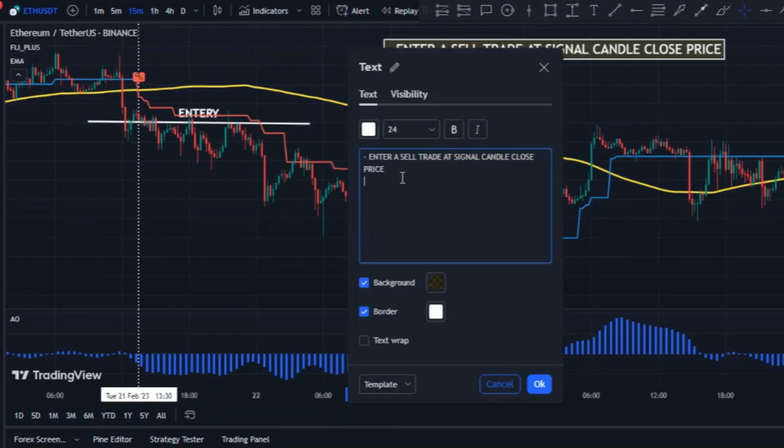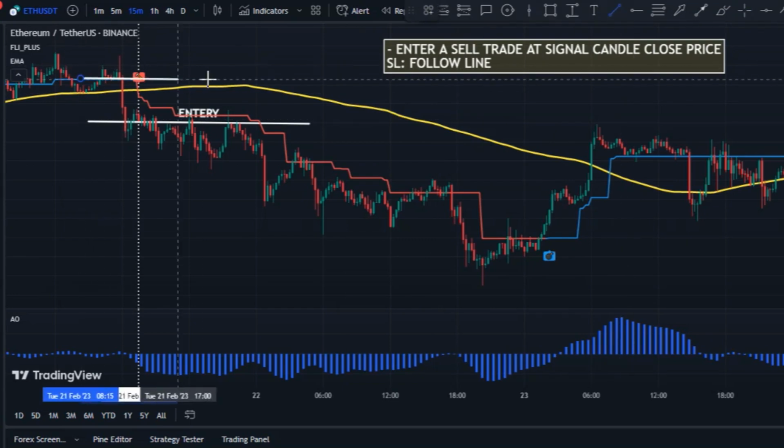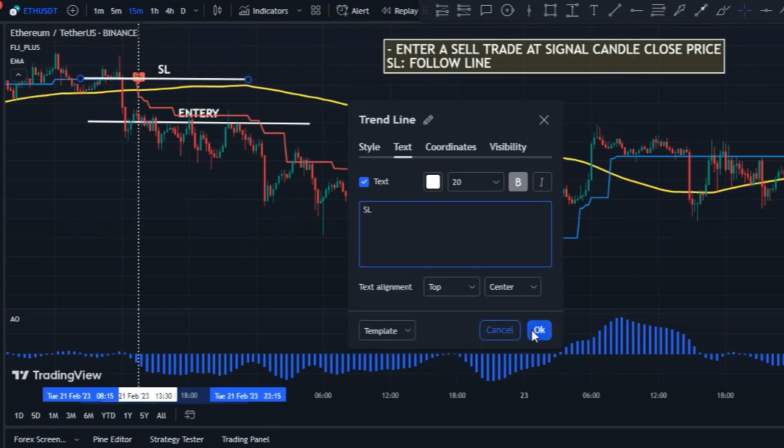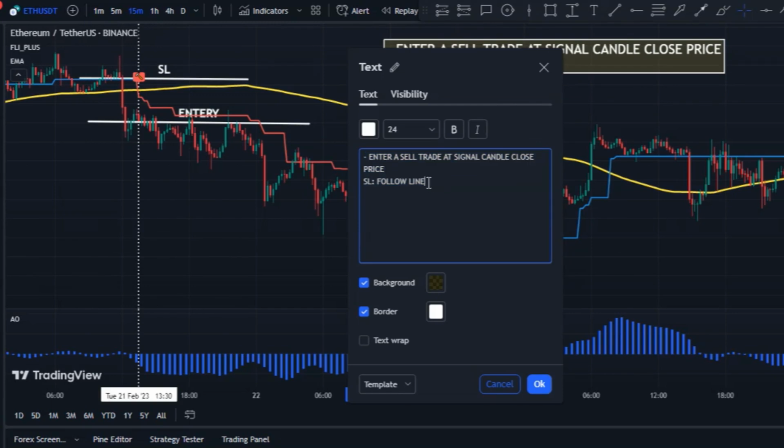And you can also use the FLI indicator to determine the stop loss. So place the stop loss above the line of this indicator. And keep in mind to consider the target with a risk-reward ratio of 1 to 2.